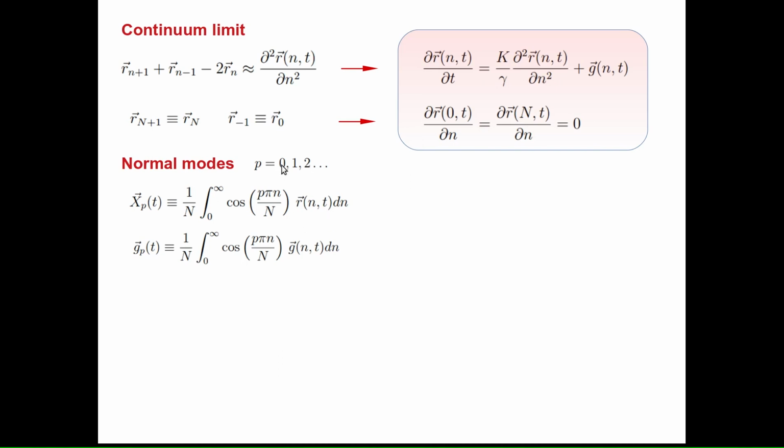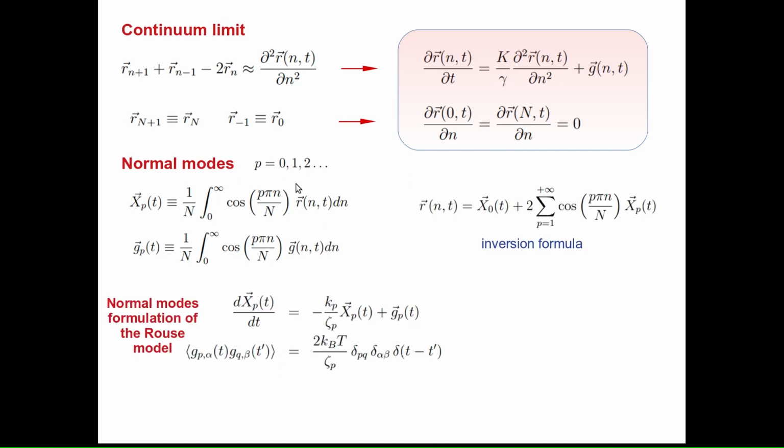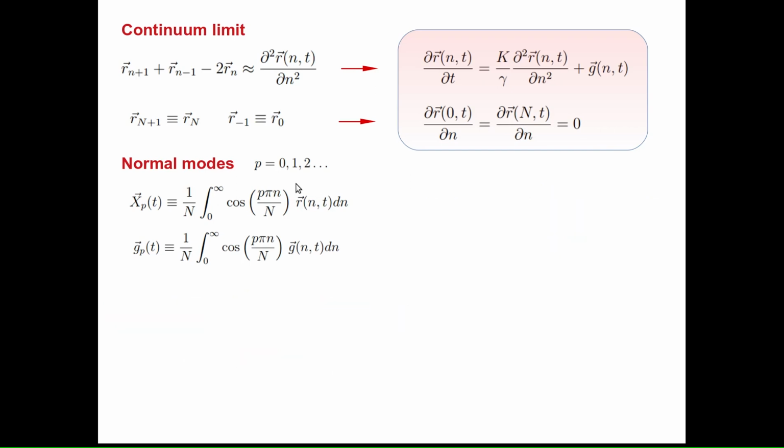So we go now to normal modes. This is the definition of normal modes, and unfortunately I made a mistake here. This is not infinity, this should be a capital N. So the normal modes are some collective variables. Instead of working with the position of every individual monomer, I define this kind of combination.